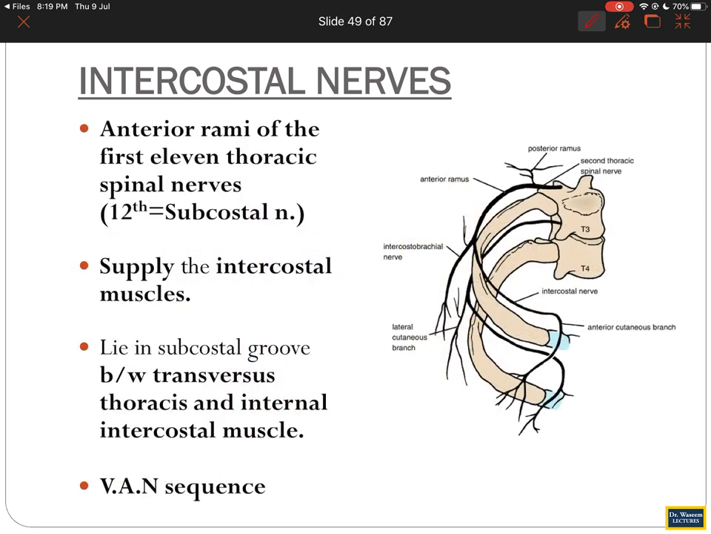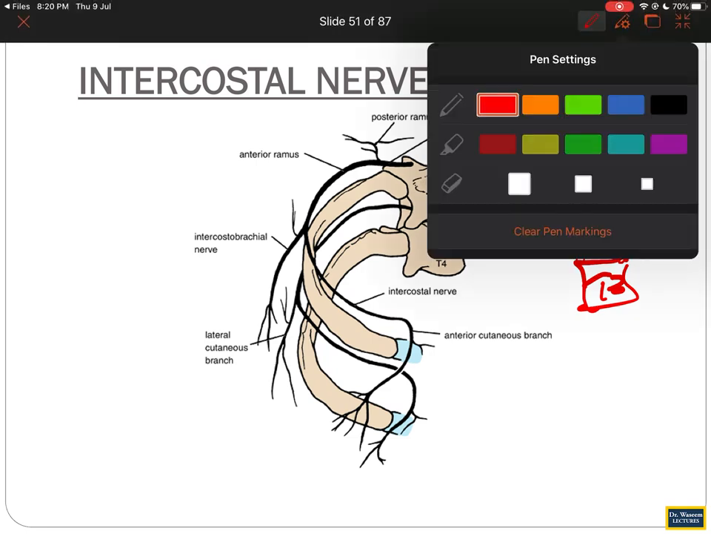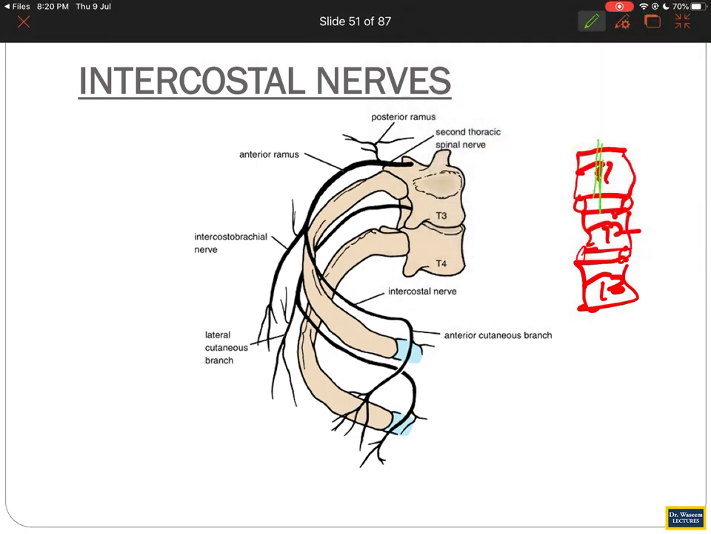Now look at them. If you are looking at the intercostal nerves, here is the thoracic 1 vertebra, here is thoracic 2, here is thoracic 3, and we already know there is an intervertebral foramen between the vertebrae, and here we have the spinal cord lying inside. Nerves emerge in the form of sensory and motor roots from the spinal cord, and the sensory and motor roots join here in the intervertebral foramen, and a mixed nerve comes out.